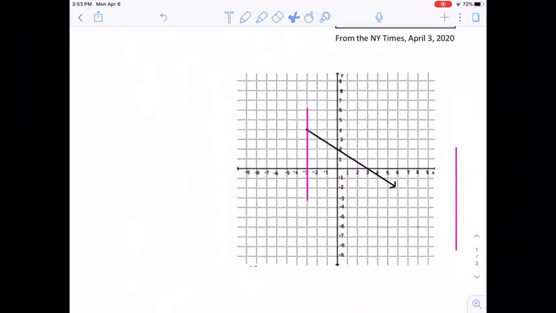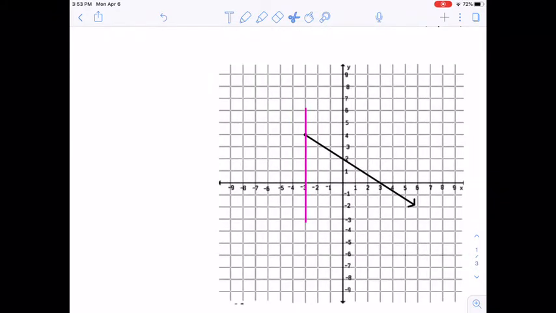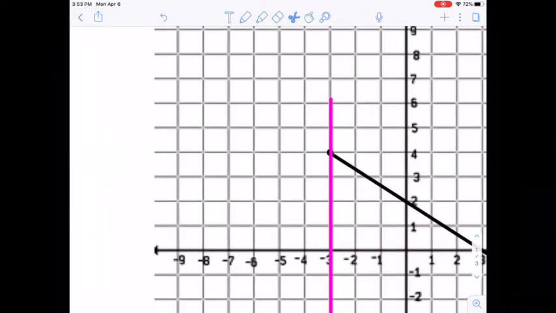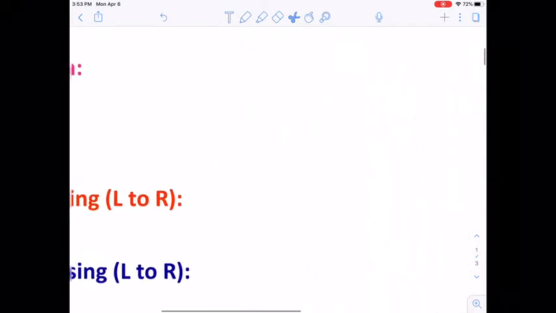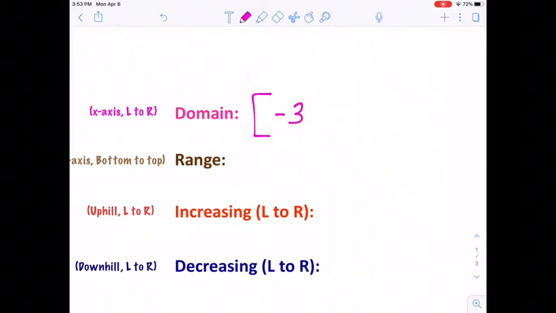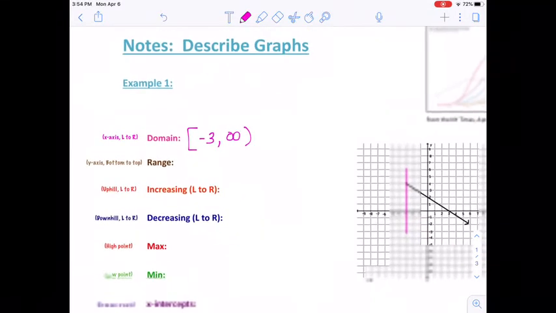So our domain on the left starts at -3, and notice that the graph does include the point -3, so I'm going to use a square bracket with interval notation. -3 is the leftmost boundary. The right boundary is at positive infinity. Remember, we can never touch positive infinity, so that one's going to get a parenthesis. Domain, left to right on the x-axis.